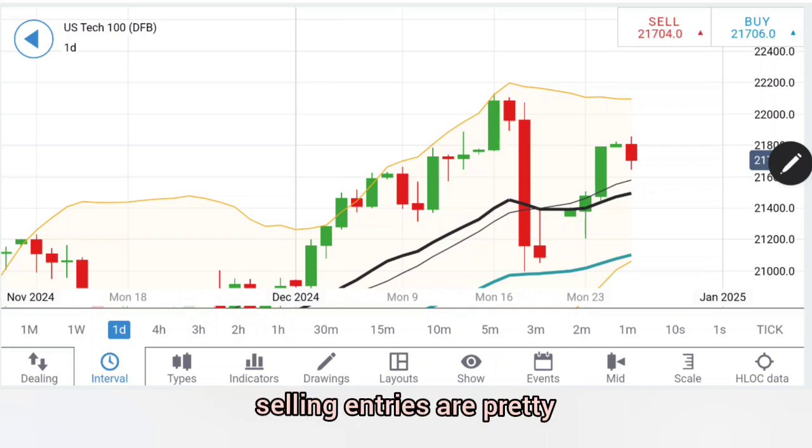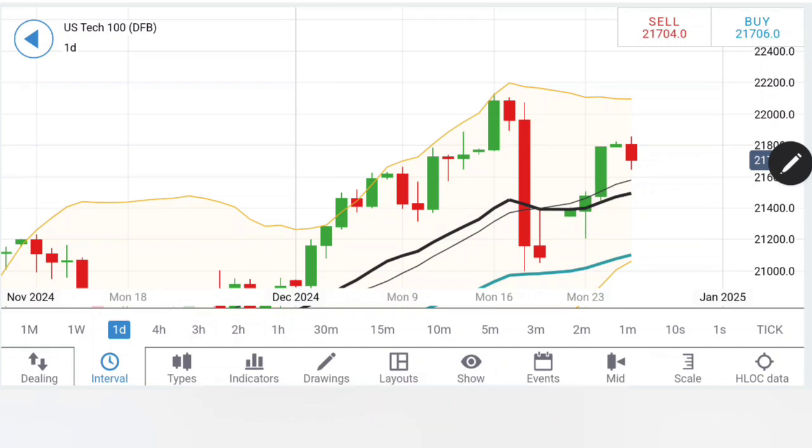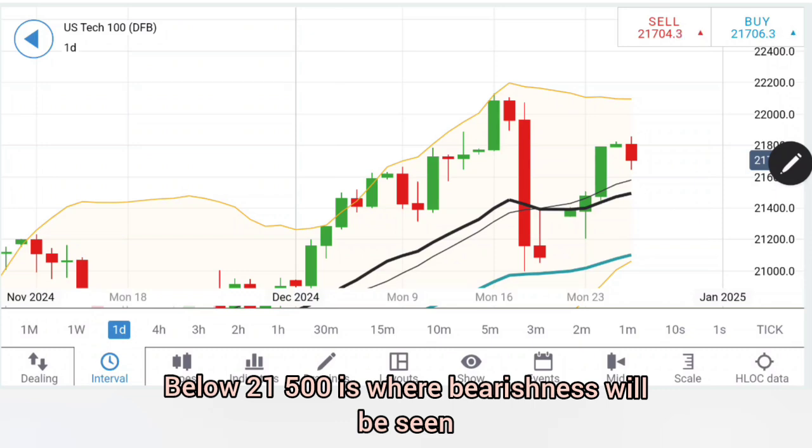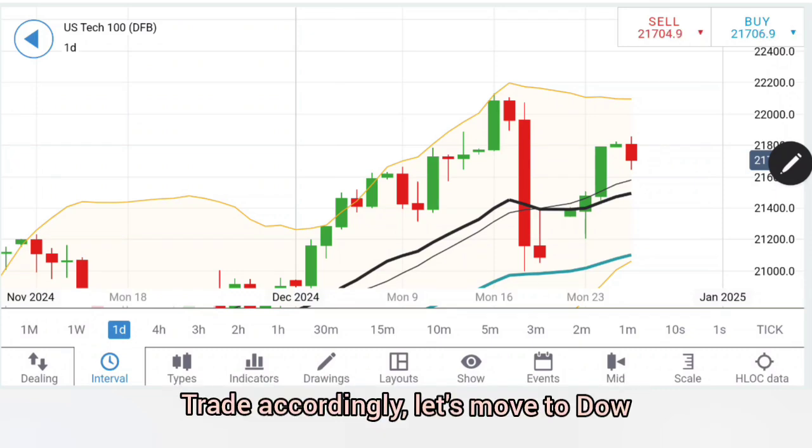On the downside, selling entries are pretty clear at 21,670 levels. Expect 21,640, 650 as the first, 21,600 as the second, and then 21,548 and 21,500. Below 21,500 is where bearishness will be seen. Trade accordingly. Let's move to Dow.